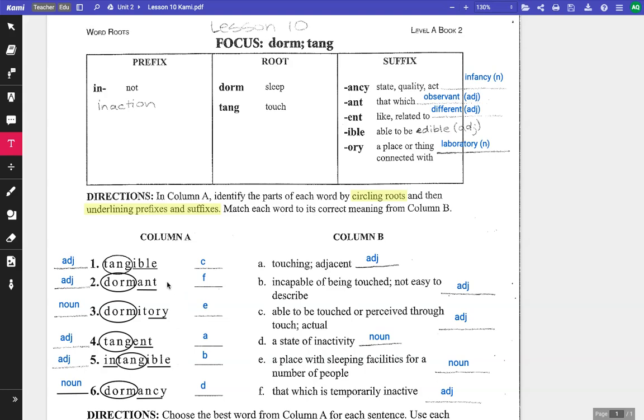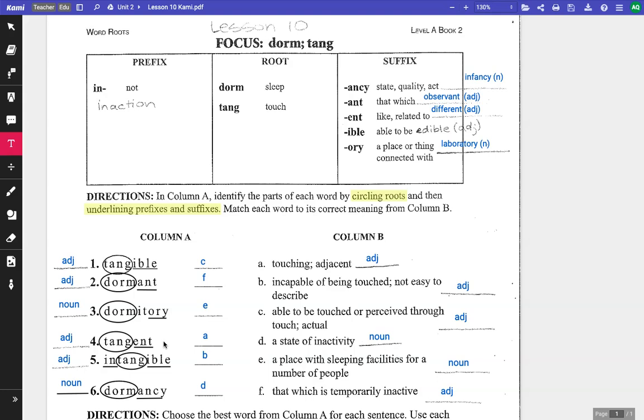Dormant is that which is temporarily inactive, like a volcano or a bear that is sleeping through the winter. Animals that are in a state of hibernation are dormant during that time. They are inactive. You might be dormant for a while if you're not feeling well and you just want to lay on the couch for a while. You're dormant. Dormitory is a place where people sleep, usually lots of people. When you go to college, you stay in a dorm, and that is short for dormitory.